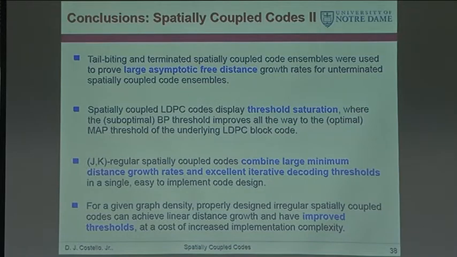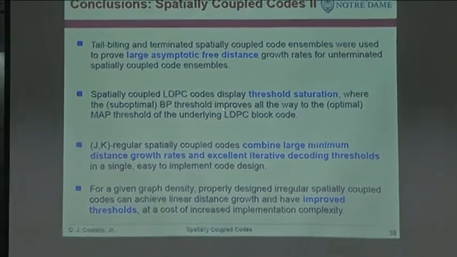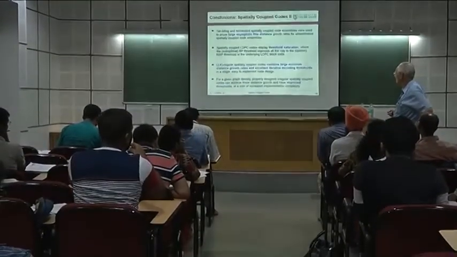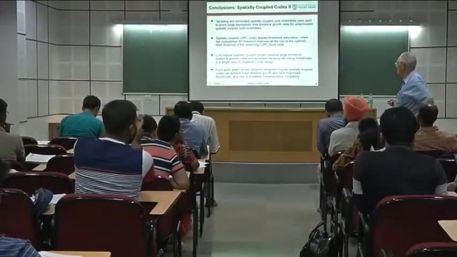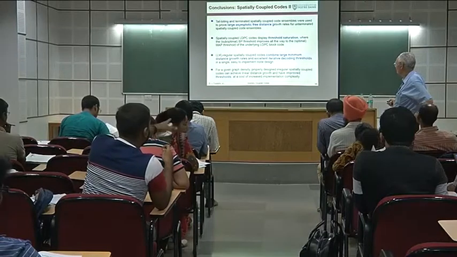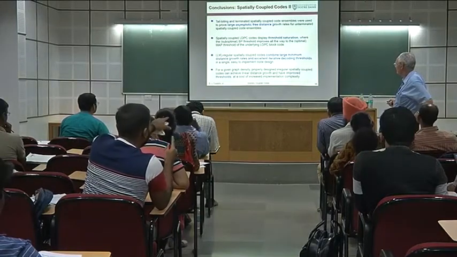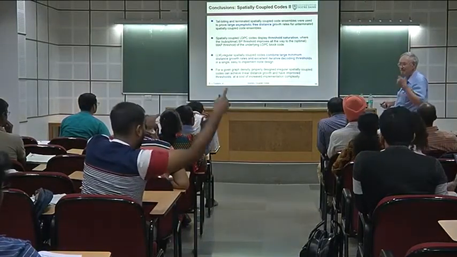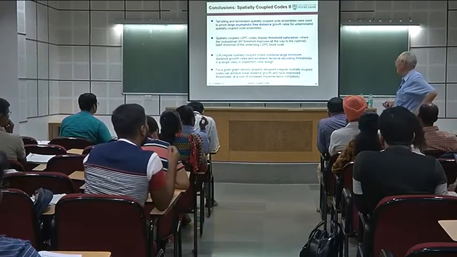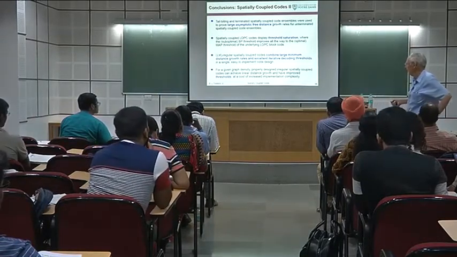So the consequence is that the BP threshold is on the way to the MAP threshold of the underlying block code. You said that, my question is, how will the MAP threshold of the underlying block code be different from the MAP threshold of the spatially coupled code? Yeah, okay, that isn't in this statement.